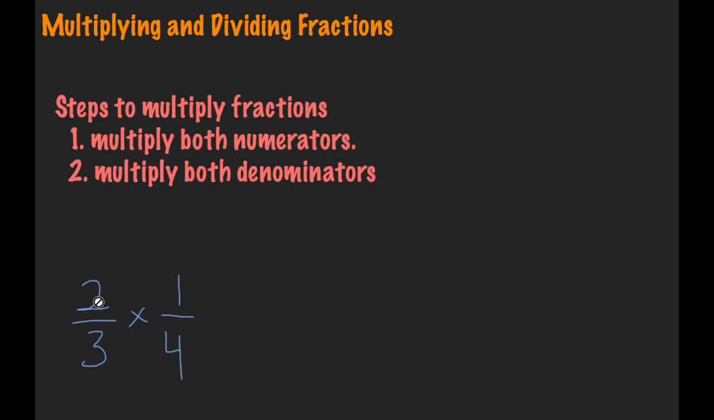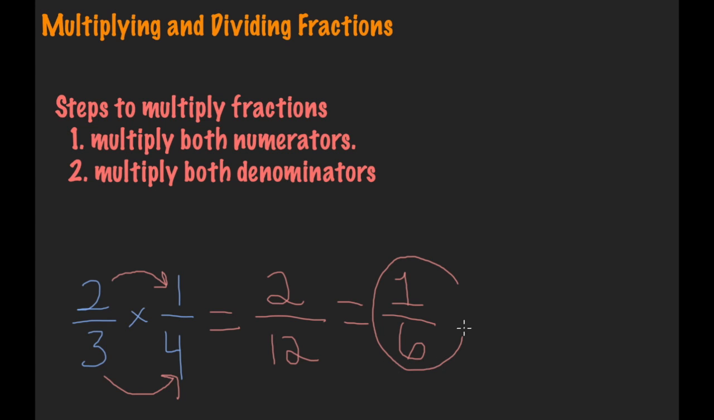Let's say we have 2/3 times 1/4. Now, let's follow the steps. I multiply both numerators. So this times this equals 2. And then I multiply both denominators. This times this equals 12. Very easy, right? Now we can go one step further here to simplify. So we have that 2/3 times 1/4 equals 1/6.